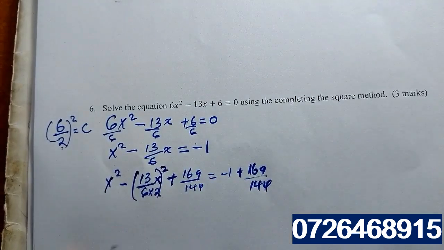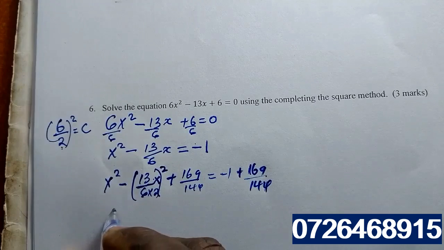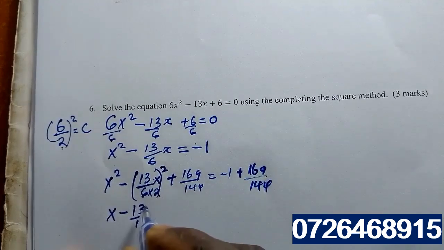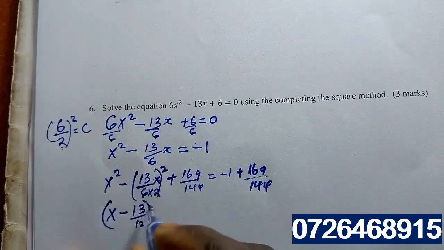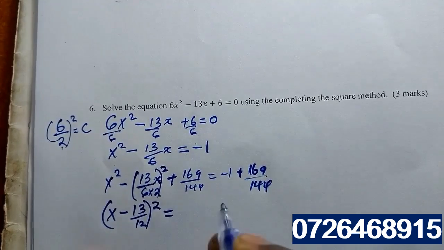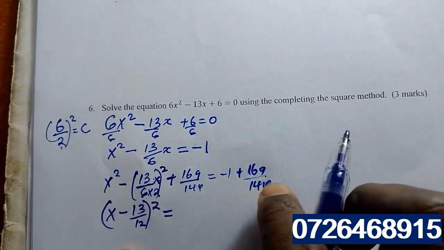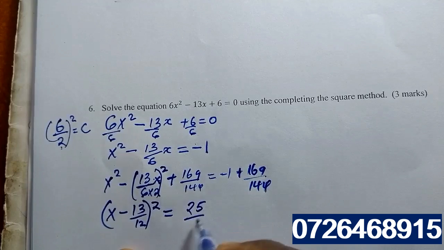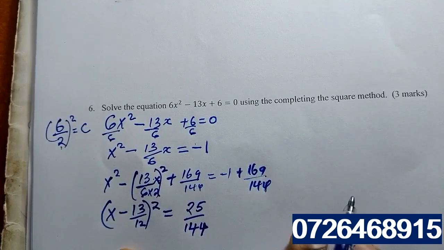Now next, because this one is squared, tunachukua square moja, tunasema x minus 13 over 12 squared is equal to negative 1 plus 169 over 144. You use your calculator, you will get it is 25 over 144.